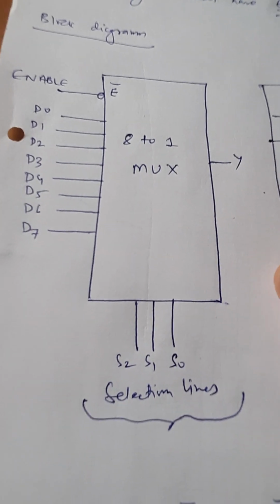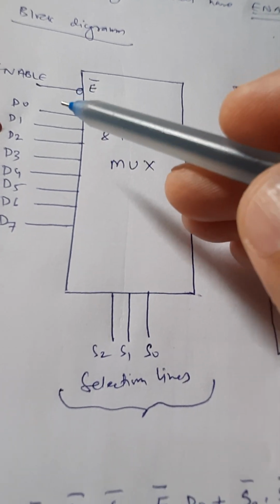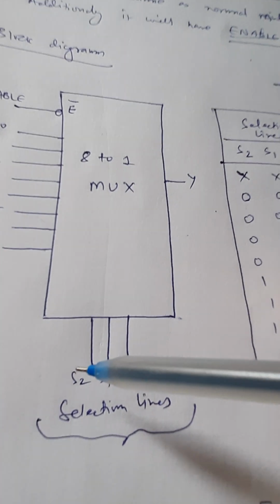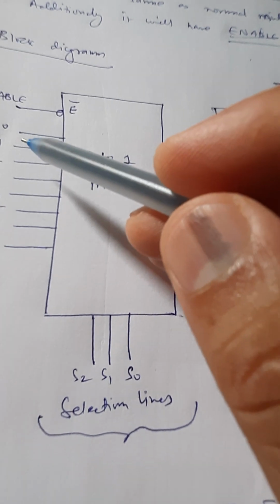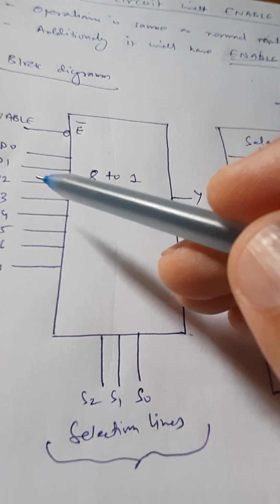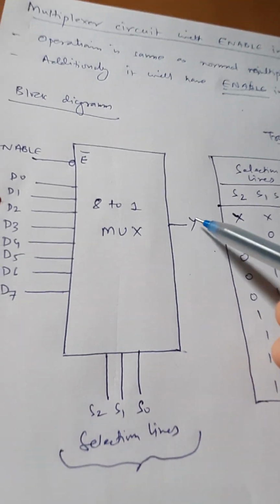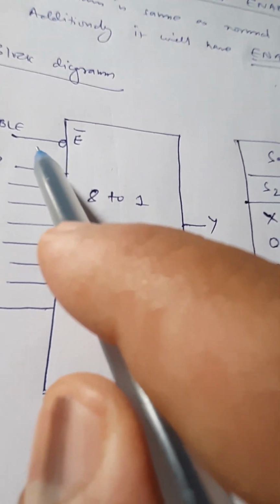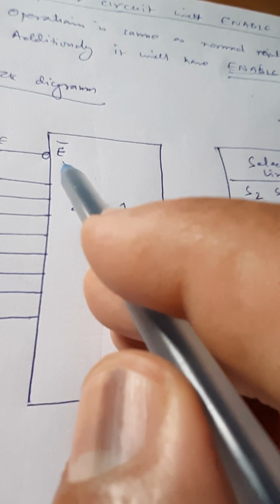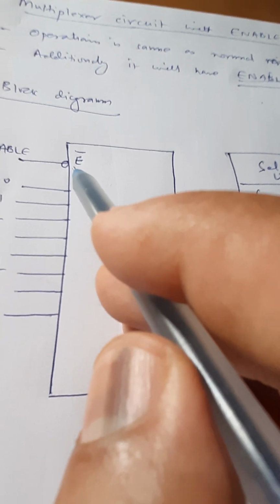First focus on the block diagram. You can see it is similar to the normal multiplexer diagram we have discussed. It has 2 raised to n inputs and n selection lines. Here there are 3 selection lines, S0, S1 and S2. So 2 raised to 3 inputs, that is 8 inputs: D0, D1, D2, D3, D4, D5, D6 and D7, and one output. This is what we normally see in a multiplexer, but in addition we have one more input, the enable input, which we denote as E bar.